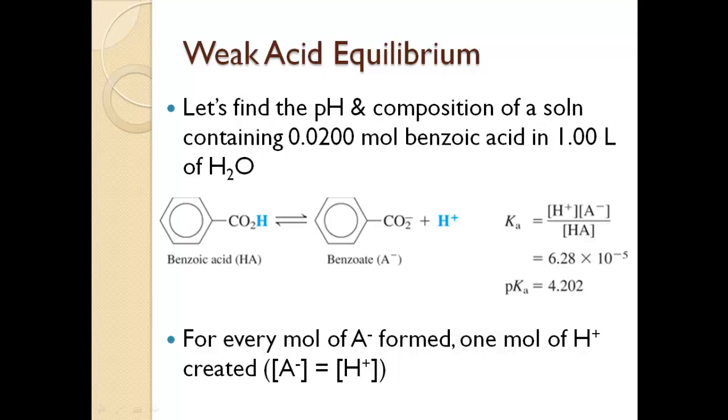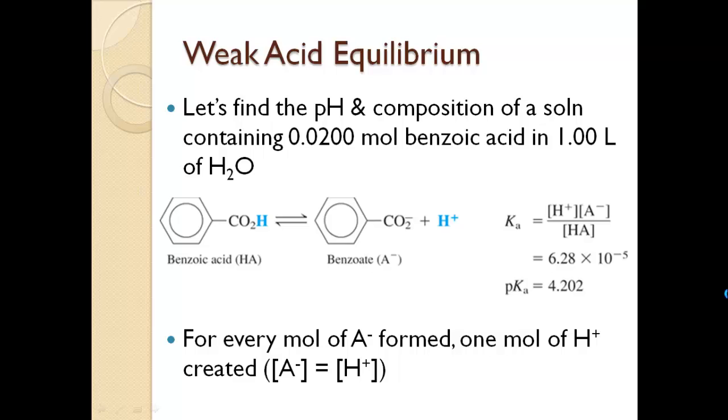The first thing you have to realize is that to find the pH, you need the concentration of H+. We can find the concentration of H+ if we use the acid dissociation equation. We have the Ka of this reaction, it's right there, 6.28 times 10 to the negative 5. And we also have the reaction, so we can use our knowledge of what's going on here to figure this out. First thing you have to realize is for every mole of A-, the benzoate that's being formed, 1 mole of H+ is being created.